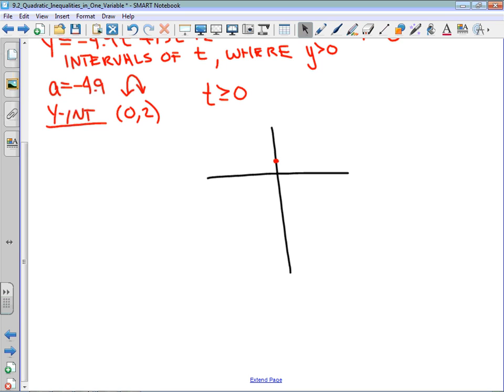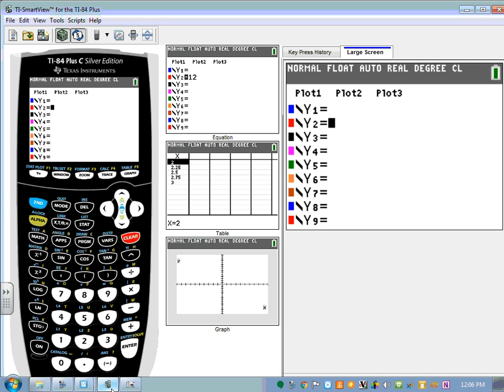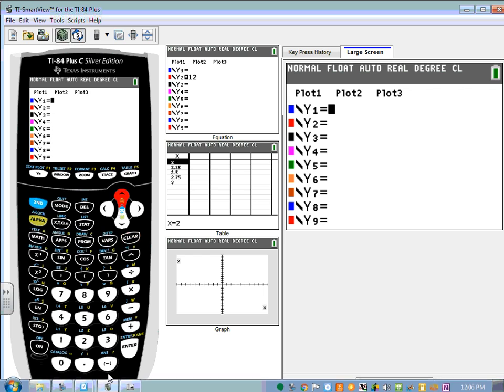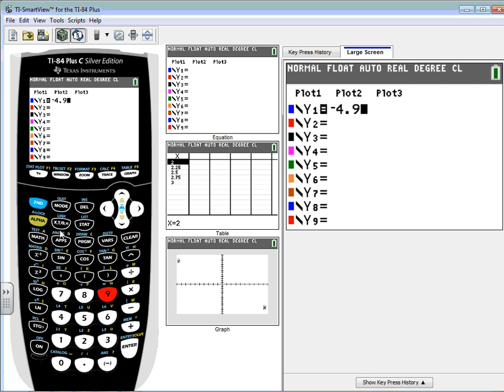So hopefully you still have your calculator. Grab it now, and we are going to put in for y1, negative 4.9. We have to use x, not t. So negative 4.9x squared plus 15x plus 2. Now, because we do have 0 on one side, I'm going to leave y2 blank. That's going to behave as our x-axis. The windows, though, make a big difference.